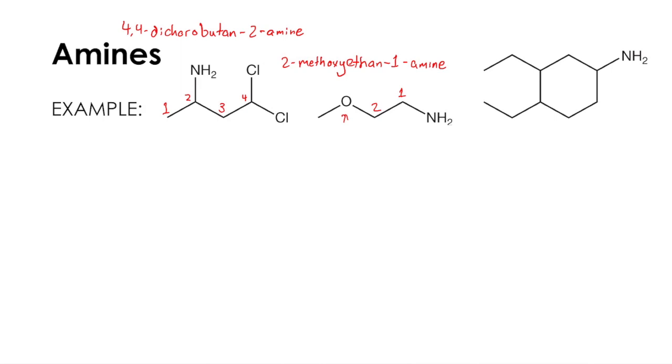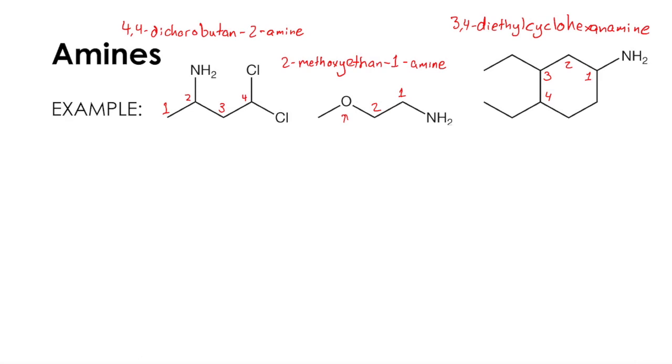Now, again, when you have a cyclohexane or any cyclic ring, your functional group is always going to be the first number, so you don't actually have to include the number in the name. So we're going to number it that way. So this will be called 3,4-diethyl. And then we have a cyclohexane, so cyclohexanamine, because we know the amine is on carbon 1.